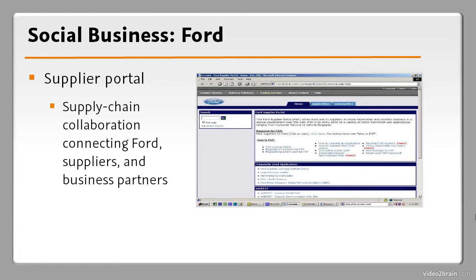Connecting Ford, its suppliers, and its business partners is core to the way in which Ford now does business, responds to market conditions. So again, you see this sort of social business and social platform concept coming out in how Ford defines or redefines itself in terms of its social strategy. And here, it's not the consumer-facing strategy. This is a pure business-to-business side, the supply chain side of its social strategy.